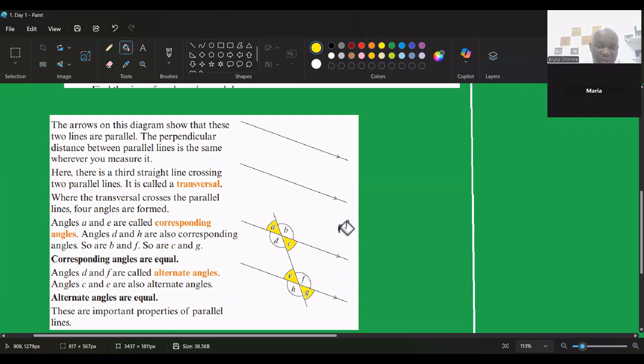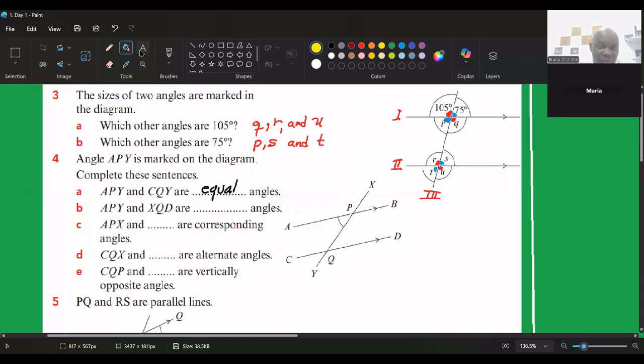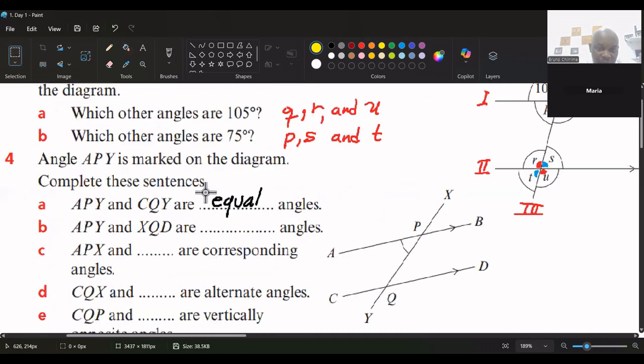Okay, so it's consistent. Now, you asked me a question, why APY and CQY, whatever. So let's answer that question briefly. But before that, I need to erase this equal sign so we can get corresponding here. Control C, Control V. All right.